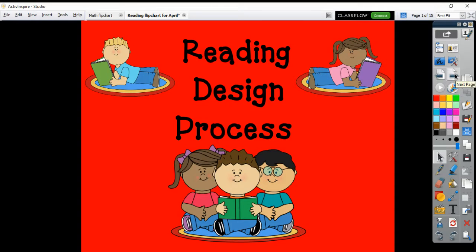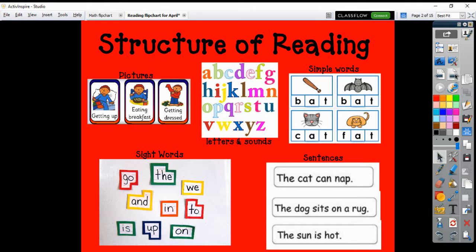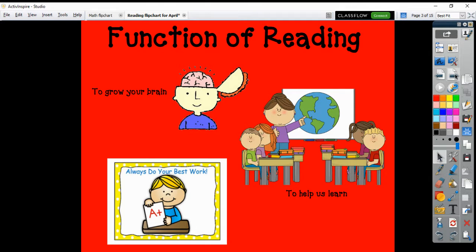design process today. And we're going to start with the structure of reading. The structure of reading is pictures, letters and sounds, simple words, sight words, and sentences. That's what it looks like. That's how it's made.